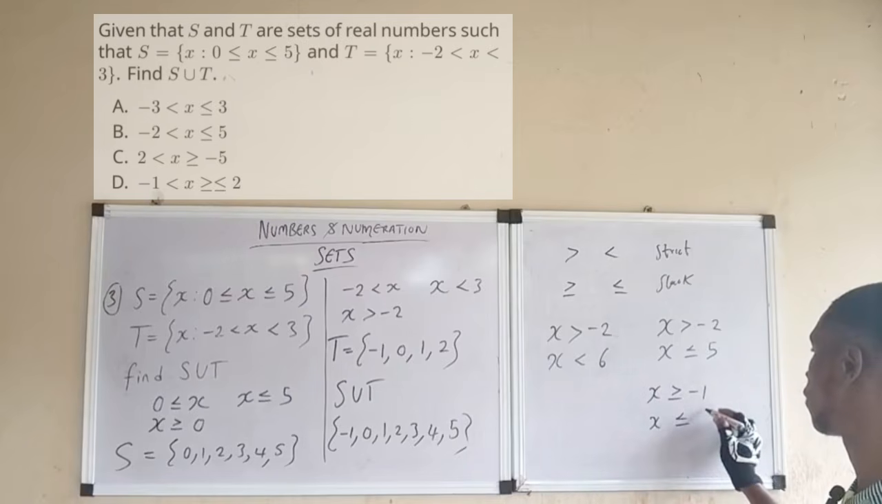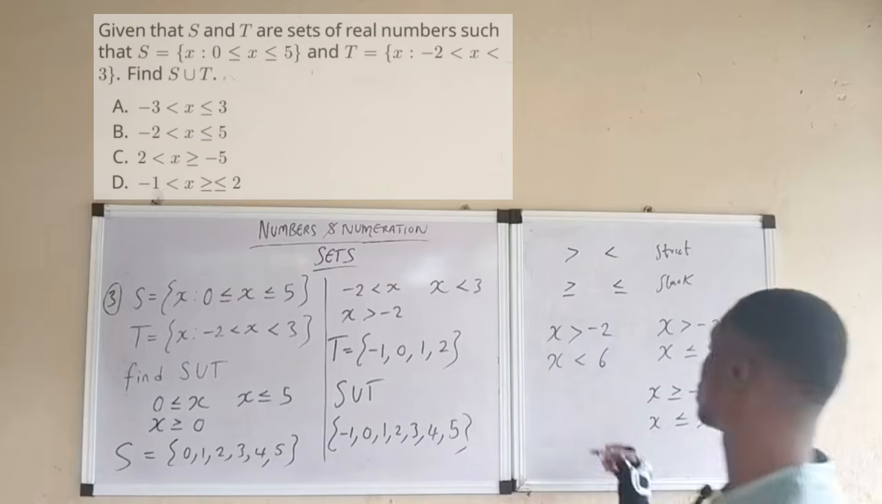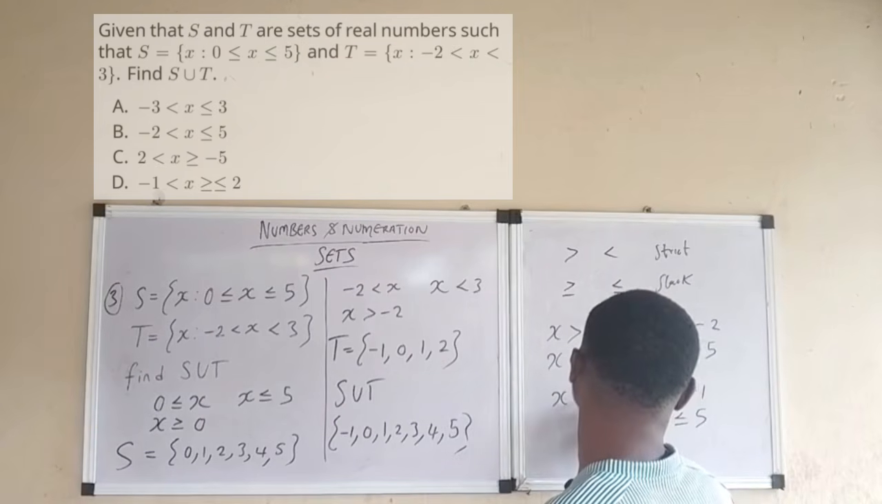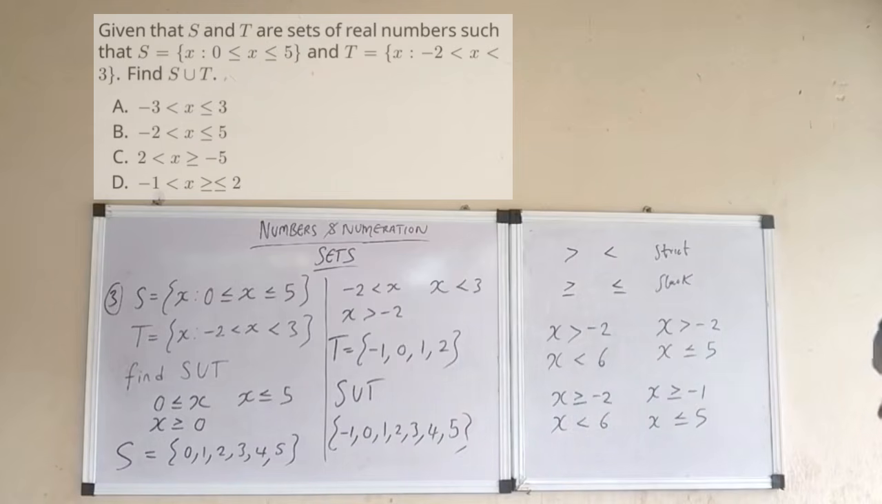Less than or equals to 5. This is another way you can represent it. Another way you can represent this is that x is greater than or equals to -2, and x is less than 6. These are the 4 different ways you can represent this. They all tell you the same thing if you analyze it.